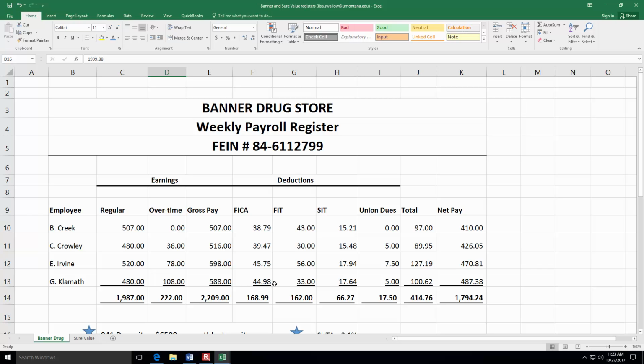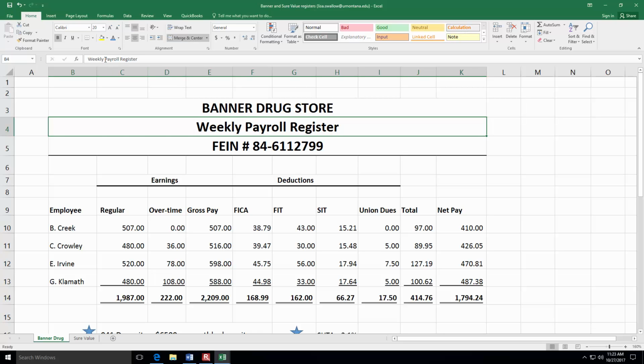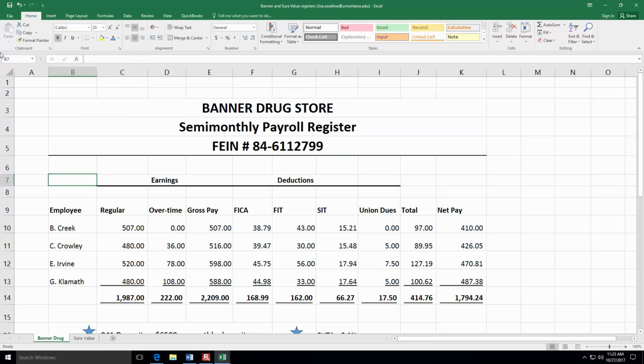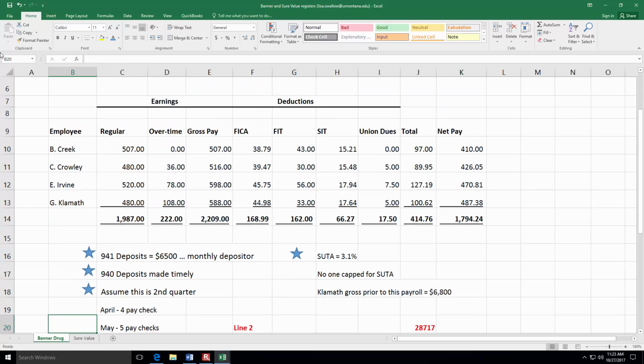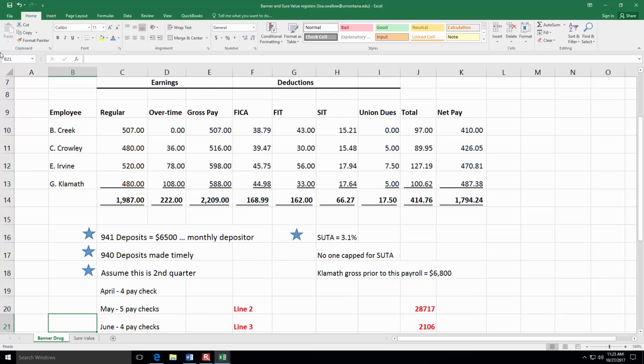Wait, does yours say semi-monthly or weekly? Okay. Yeah, so you are correct, Preston. I know I changed this, I just didn't change it for you guys. I don't know how that happened. So yeah, you need to multiply by 6 to get their quarterly wages.